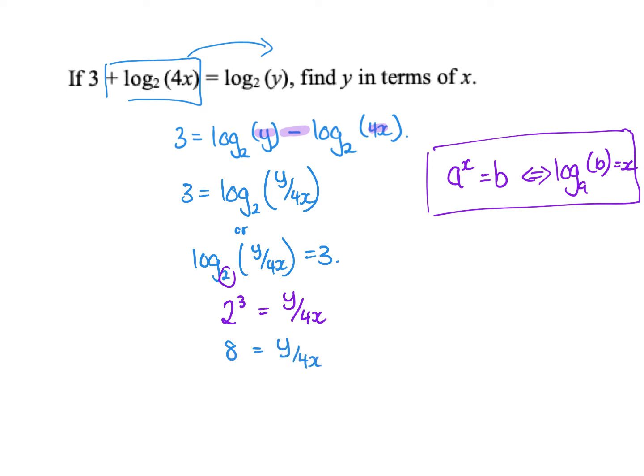So I've done 8, and we want to get y by itself, so I'll just move the 4x over. It's dividing on that side, so it'll multiply on the other, and then 8 times 4 is 32x. And so there you go, we've found y in terms of x. I would say this is probably the most important thing you're going to have to learn for your test, because it's sort of coming into everything and how to solve it.